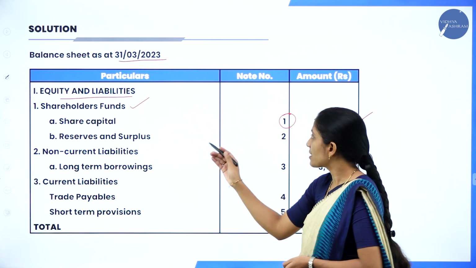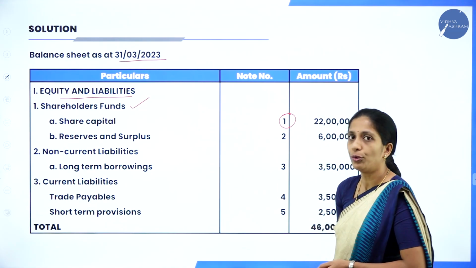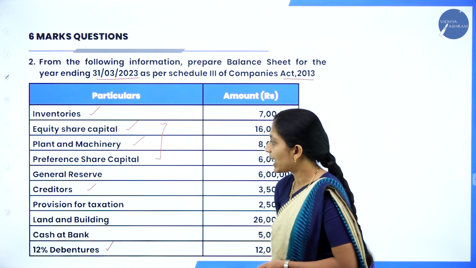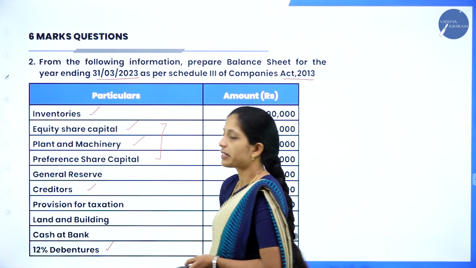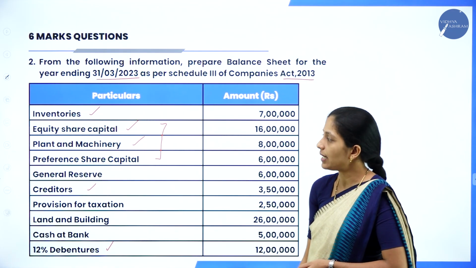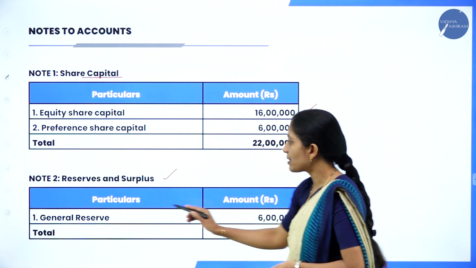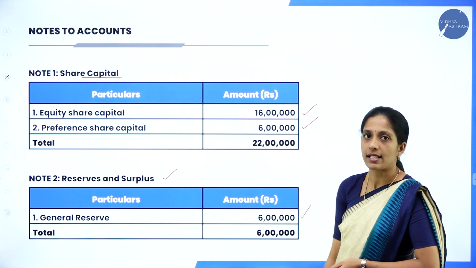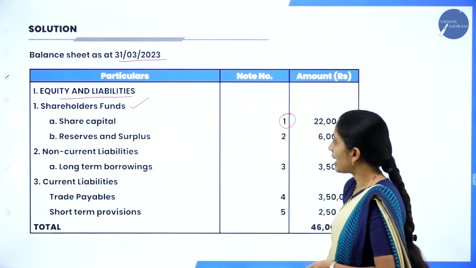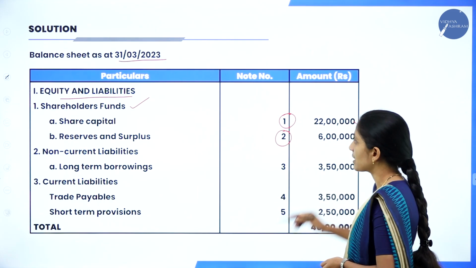And the next one is reserves and surplus. This is note number 2. What we have here is general reserve. That comes under reserves and surplus. So you have to prepare a note for it. Reserves and surplus, under that general reserve 6 lakh. So you have to write directly note number 2, 6 lakh.